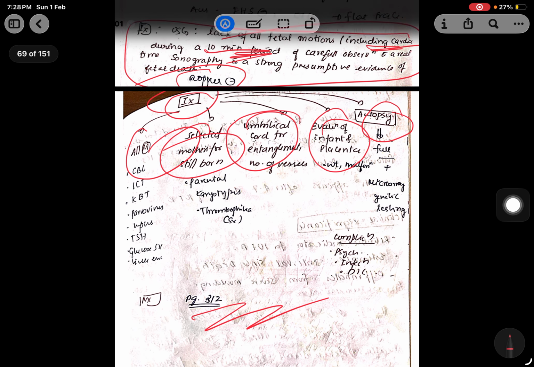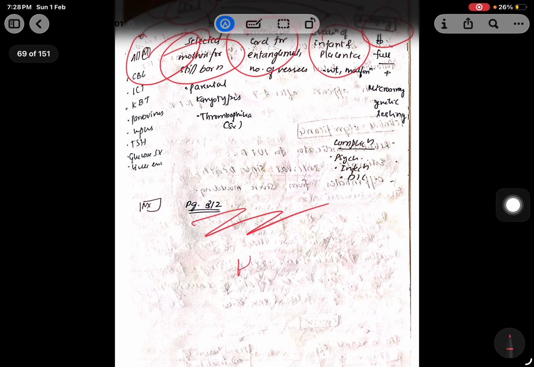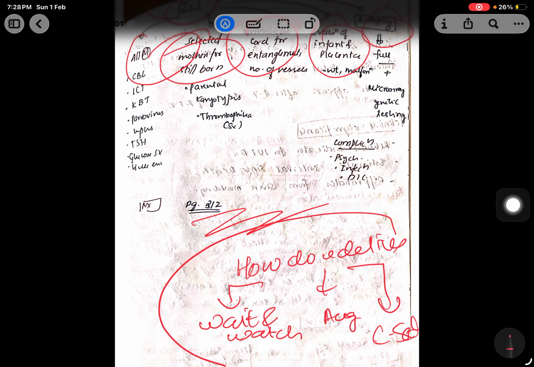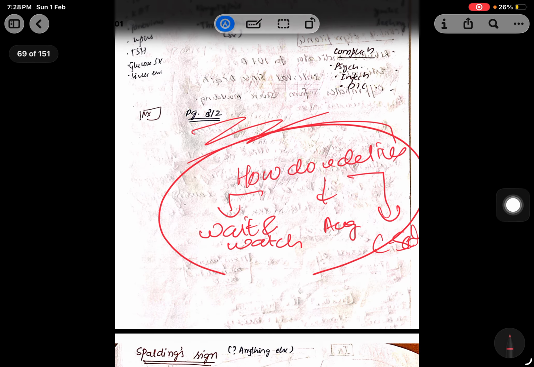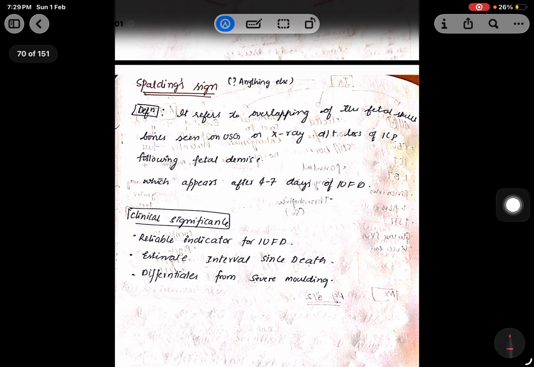Management we will discuss. The major thing in IUFD management is how do you deliver. Whether you wait and watch, whether you augment it, or whether you do a C-section. So based on this, we'll discuss the management. I am discussing all the management at last because these are very high-yield, so that you revise it again. The major things you will revise again, and you will have proper knowledge, because revision is the only key.